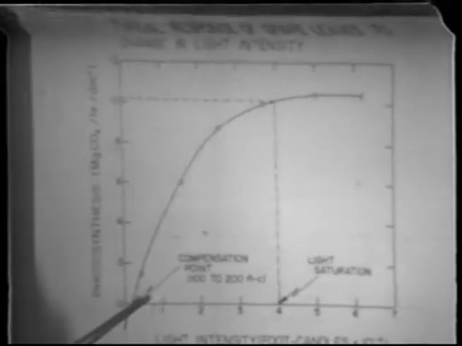Now, there is another point that I want to define, and that's the light compensation point. The light compensation point is the amount of light intensity where respiration just equals photosynthesis. If a vine was at the light compensation point, it would neither increase nor decrease in weight. It would just maintain or hold its own. So respiration just equals photosynthesis at the light compensation point.